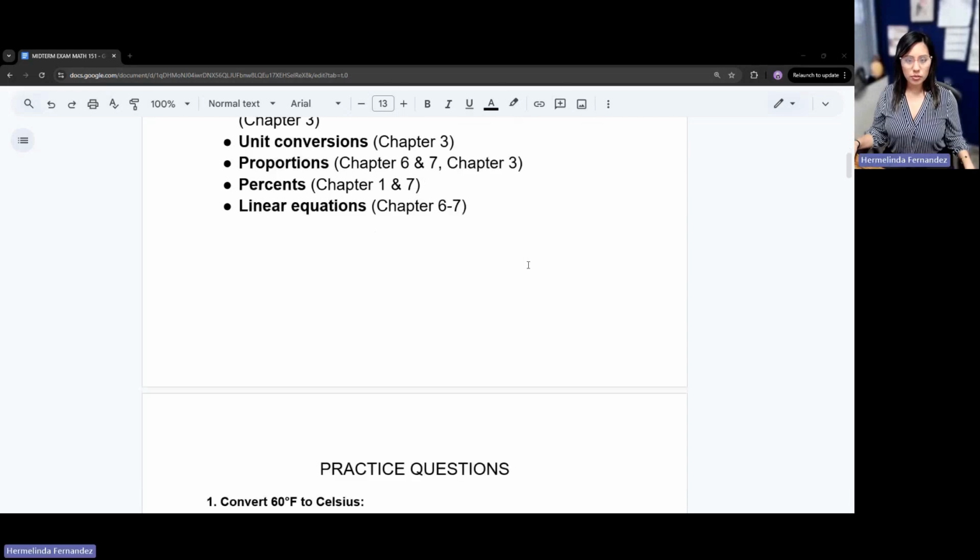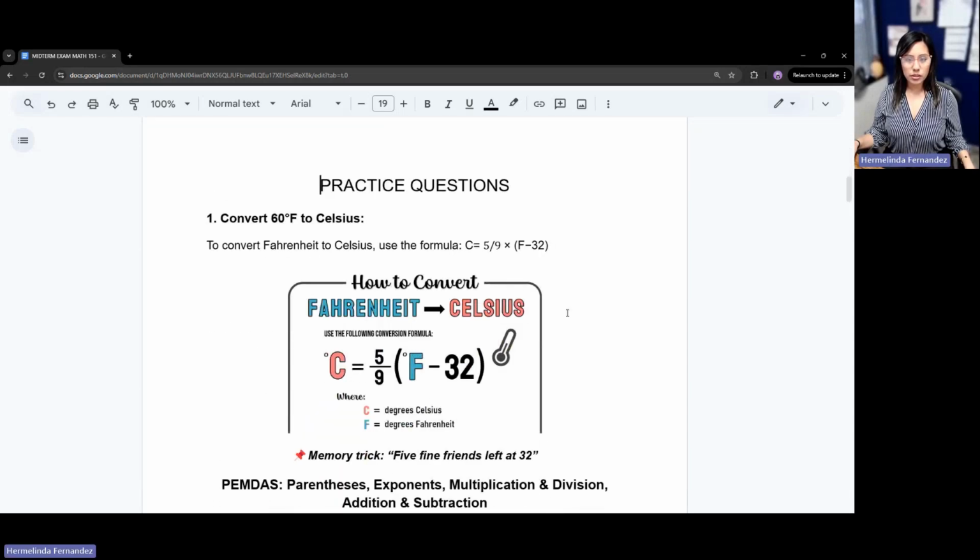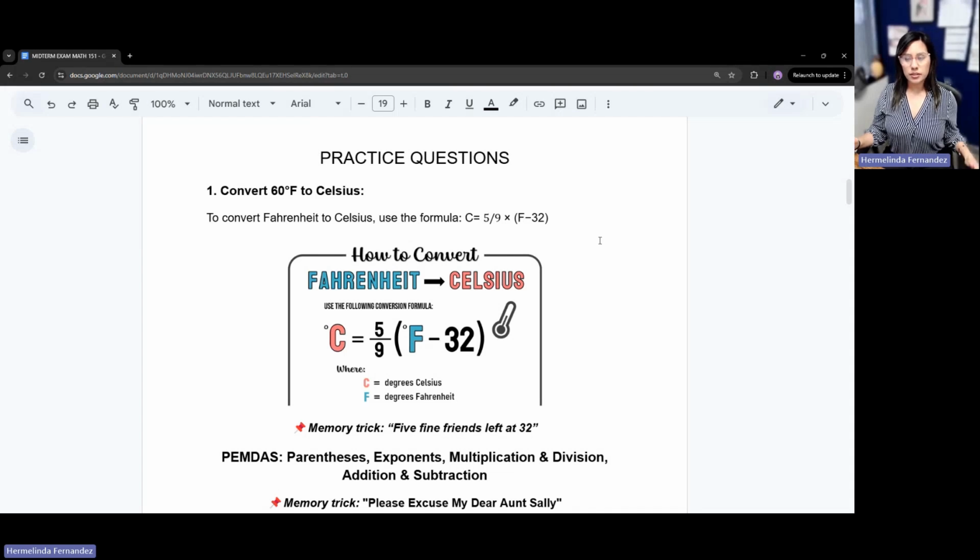Down here, I have some practice questions that you can utilize in order to study for this midterm exam. Here is an example. Of course, it's not going to be the exact same questions, but they're about the same.